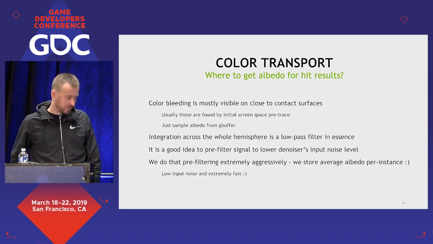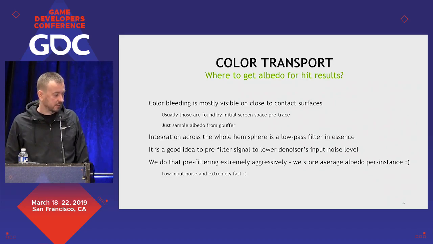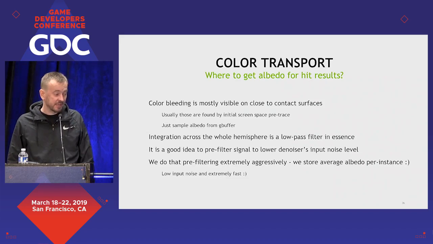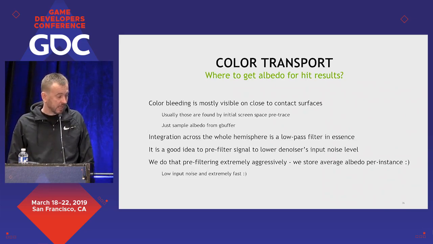So, we've talked about lighting, but a visually important part of GI is color bleeding, and for that we need albedo available everywhere. For pre-trace, which runs in screen space, it is simple. When it finds a hit, we just sample the albedo from the G-buffer. But for real rays, which of course can go off screen, we use a different technique. We store average albedo per ray tracing instance and sample it in a closest hit shader.